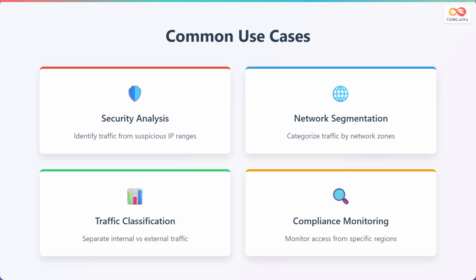Traffic classification allows you to separate internal versus external traffic, which is crucial for understanding data flow patterns and security posture. Finally, compliance monitoring helps you track access from specific geographic regions or network ranges, ensuring that your systems meet regulatory requirements and access control policies.